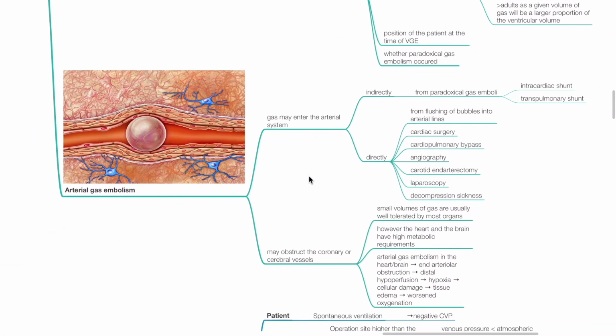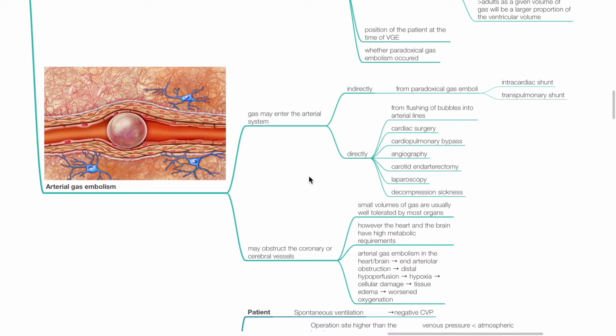Arterial gas embolism. Gas may enter the arterial system indirectly from paradoxical gas emboli or directly, for example, from flushing of bubbles into arterial lines, in cardiac surgery, cardiopulmonary bypass, angiography, carotid endarterectomy, laparoscopy, and decompression sickness. Arterial gas embolism may obstruct the coronary or cerebral vessels.